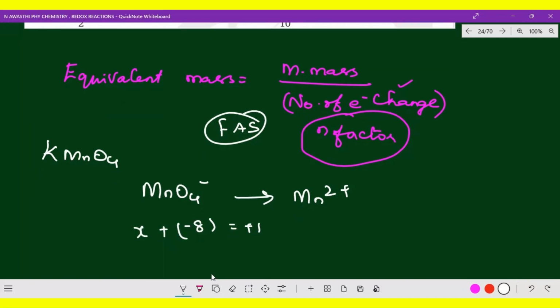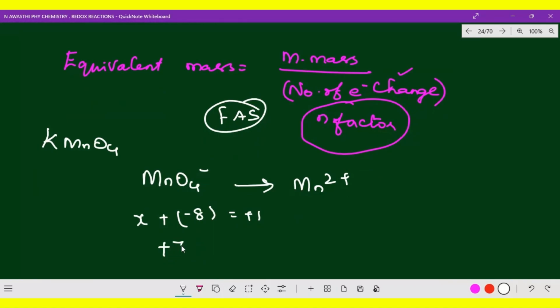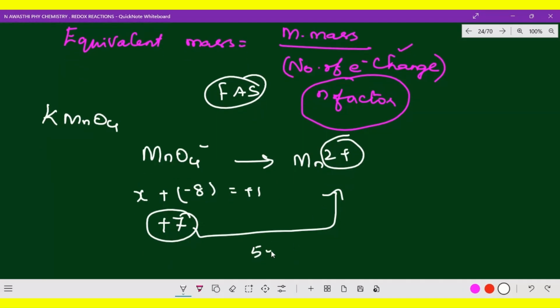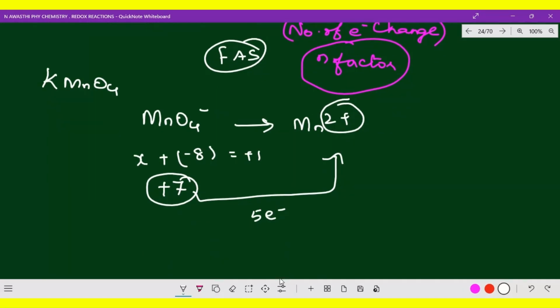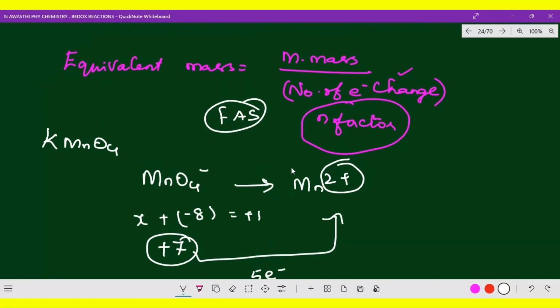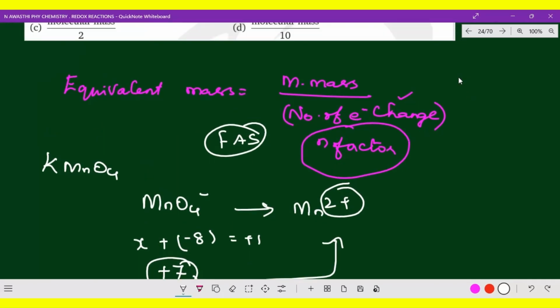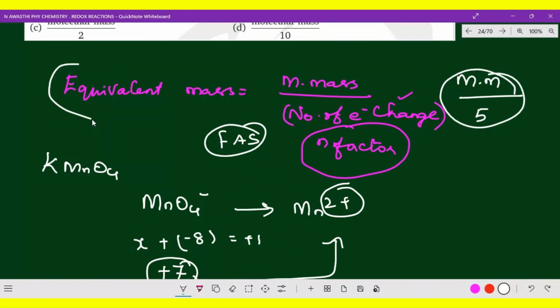So x is equal to what? Plus 7. So this is plus 7, which is converted to plus 2, right? That means how many electrons change? Here 5 electrons change. So equivalent mass, as I just mentioned, equals what? Molecular mass divided by 5. So this is the way we can identify equivalent mass.